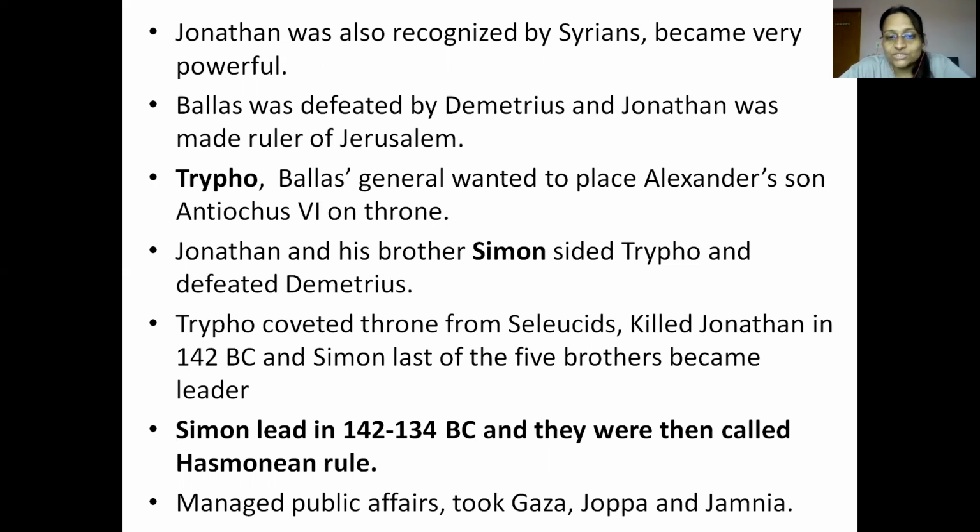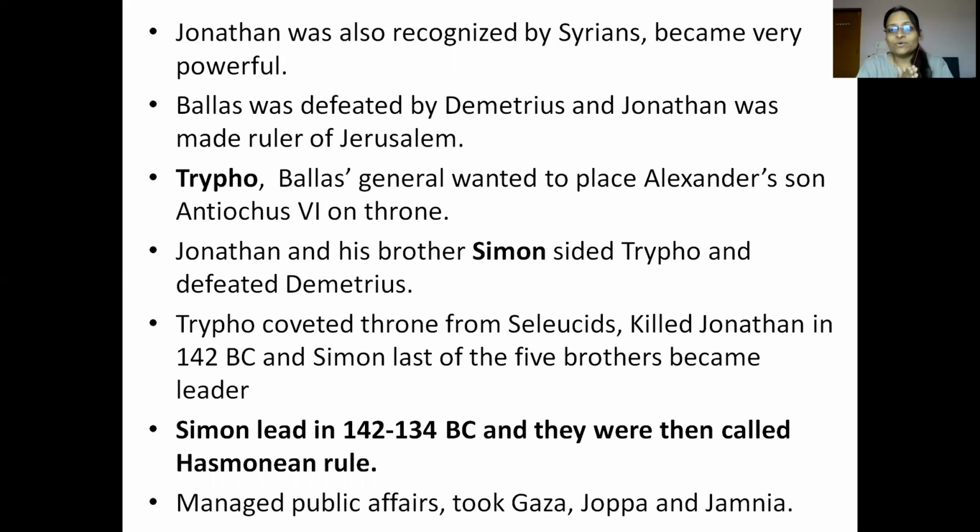Trypho coveted the throne from the Seleucids, so he now becomes the ruler of the Seleucids. He killed Jonathan, who had become very famous, in 142 BC. And Simon, the last and youngest of the brothers, now becomes the leader of the Jews in 142 BC. Simon leads from 142 BC to 134 BC, and they were then called the Hasmonean rule.